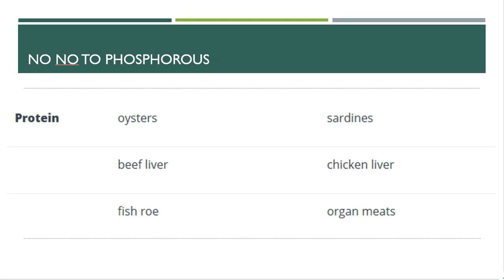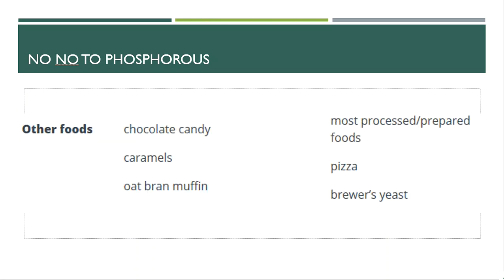Fish roe. Keep the fish eggs away from me. I don't want any of those. You might like them, but I don't. And organ meats. I don't think I'll be eating any of those either. Even when I was a meat eater, I never ate any of those, right? Okay, so those are the proteins that have very high levels of phosphate in them. Again, if you're looking for phosphate content, stay away from those.